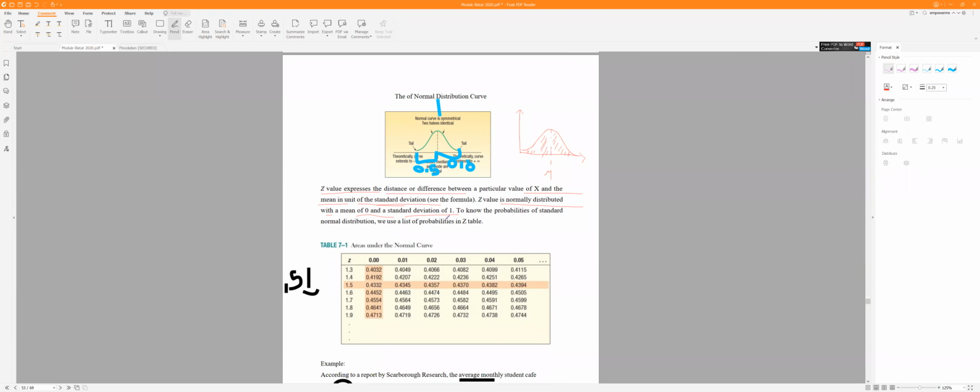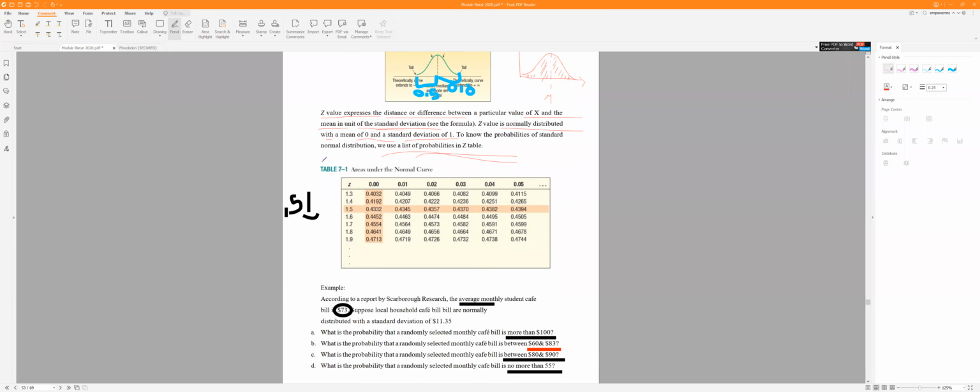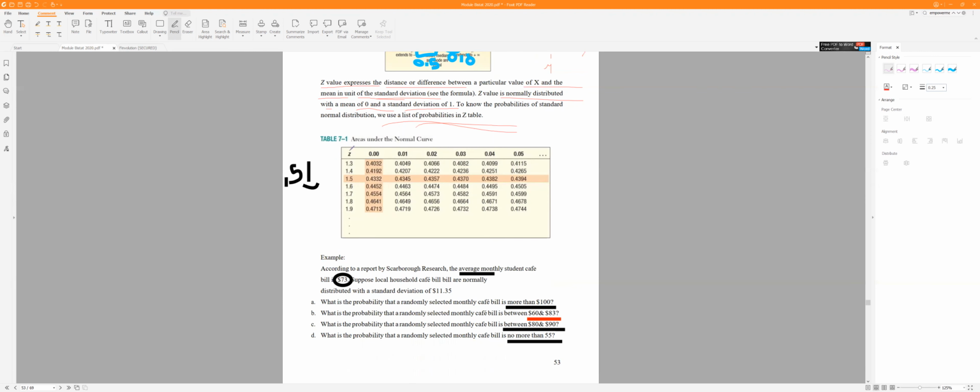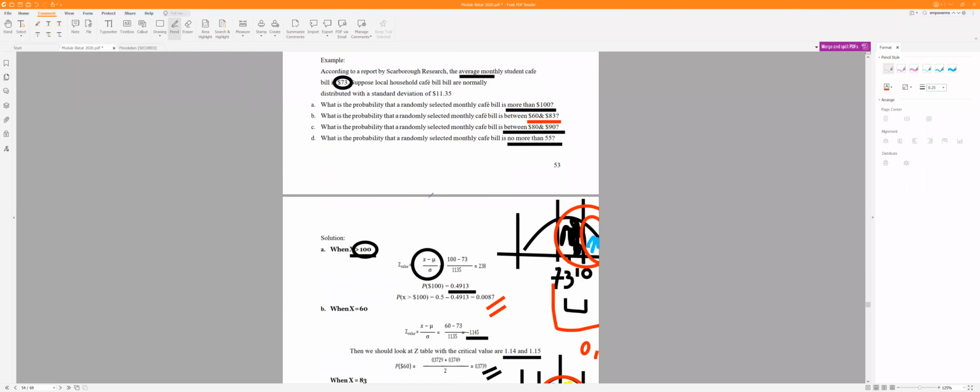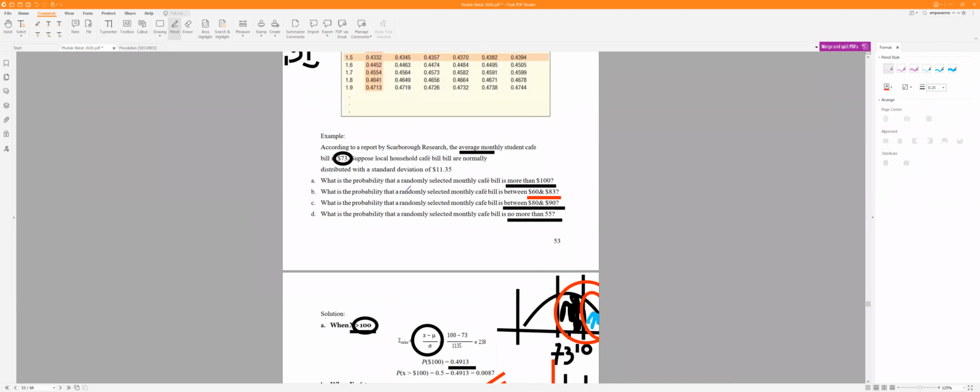So continuing the lesson, the Z value expresses the distance or the difference between a particular value of X and the mean, in units of the standard deviation. Z value is normally distributed with a mean of 0 and a standard deviation of 1. To know the probabilities, we use a list of probabilities in the Z table. I think this is also the first time you will be using this Z table. It looks like this. This is very messy, but I will attempt to explain to you.